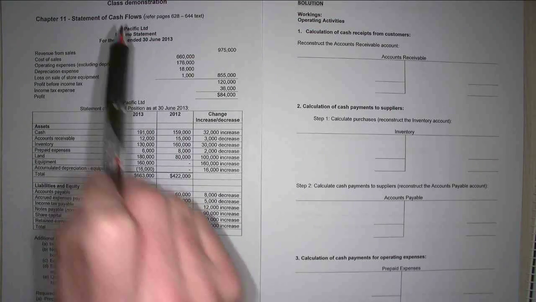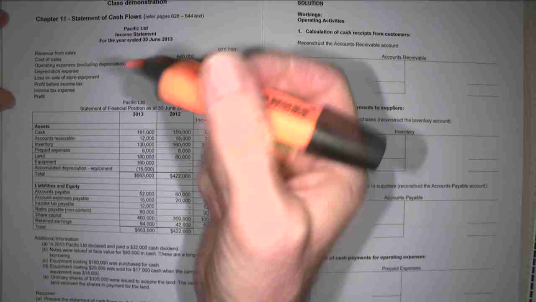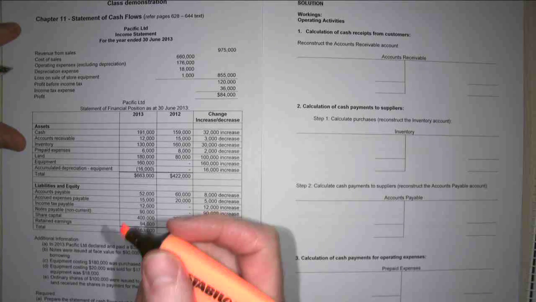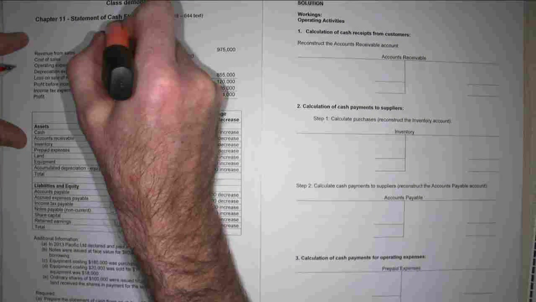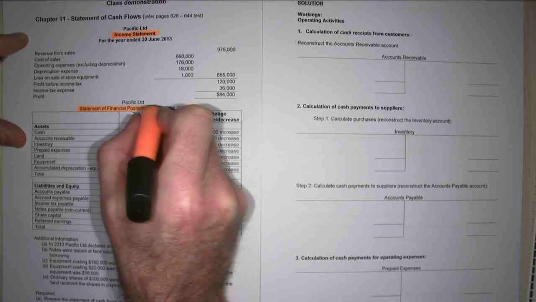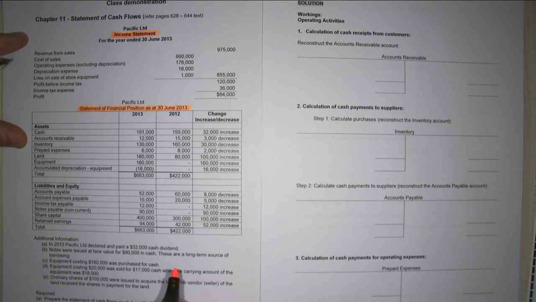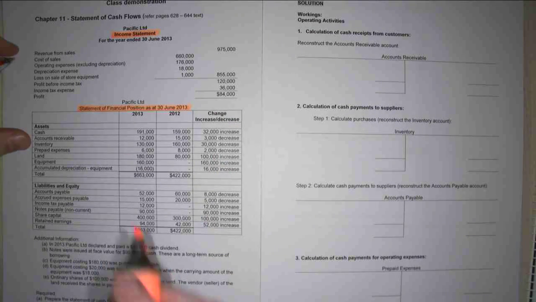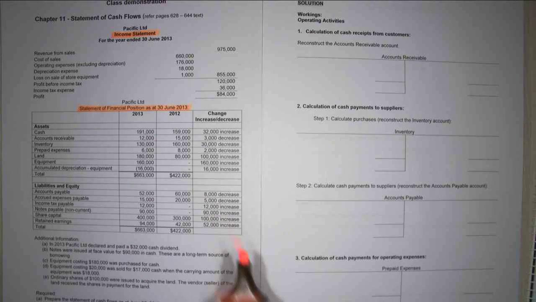Okay, so what we're going to do is create a cash flow statement. What I've got here is an income statement and a statement of financial position, or a balance sheet. And we're doing this for Pacific Limited.